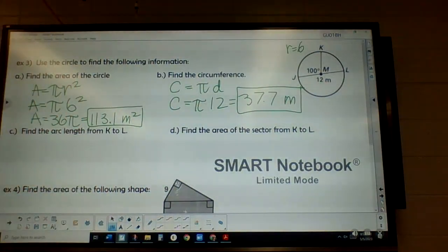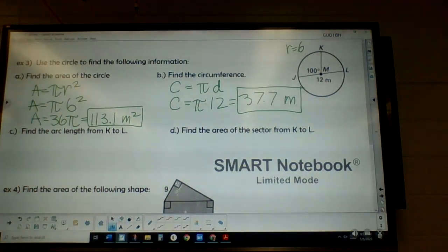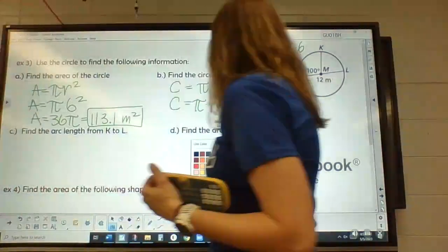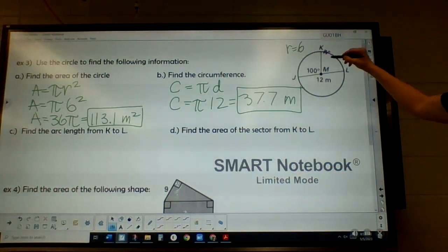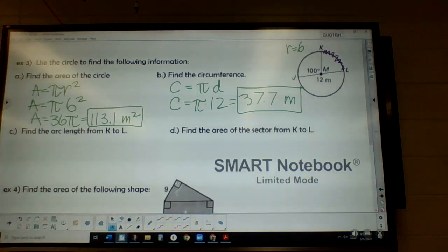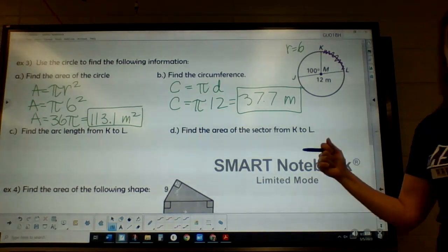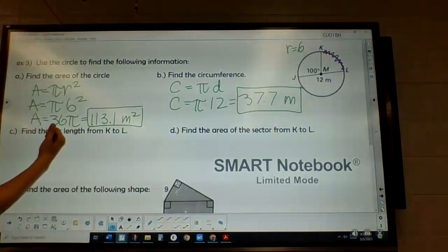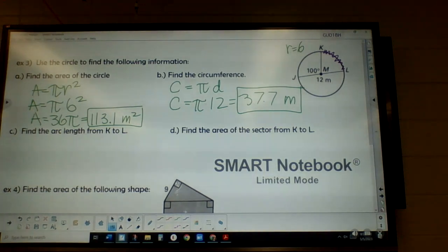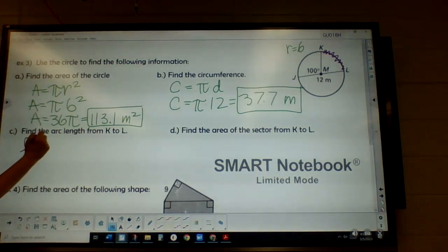Now it wants me to find the arc length from K to L. Arc length is just the distance along the edge. So we have to look at our arc length formula, and that's just like a walking distance or a measurable distance with a meter stick or tape measure. So we use the arc length formula.